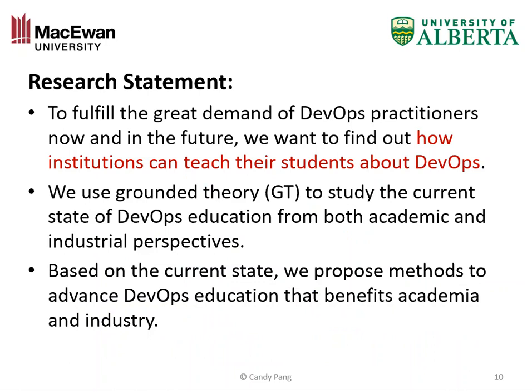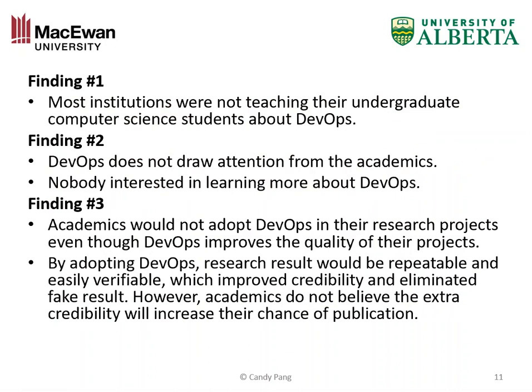When academics are not familiar with DevOps, how can academics train DevOps practitioners? So this is what we try to study. To fulfill the great demand for DevOps practitioners now and in the future, we want to find out how institutions can teach students about DevOps. We have 6 findings. You can find the details about these findings in the corresponding publications.